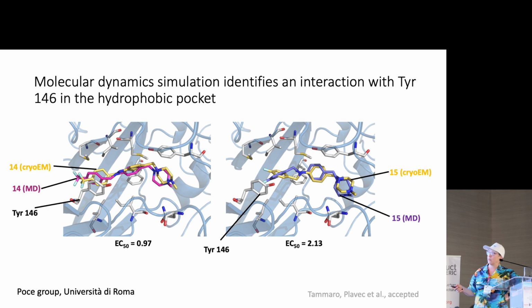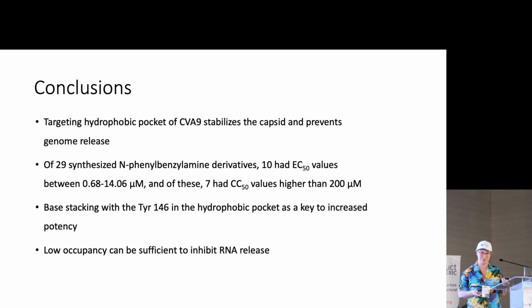And for the compound which has the best binding, what you see is a base stacking of these tyrosines here, so tyrosine 146, which allows the molecule to sit further and deeper into the pocket, and where we have less efficient binding, then the molecules are moved downwards, so they don't have that same affinity. And so it was a nice, clear result after looking at a lot of structures. And so in conclusion, what we actually managed to do was to work out what was the targeted area on the capsid for these inhibitors. We know that it stabilizes the capsid and prevents genome release, that's the mechanism.